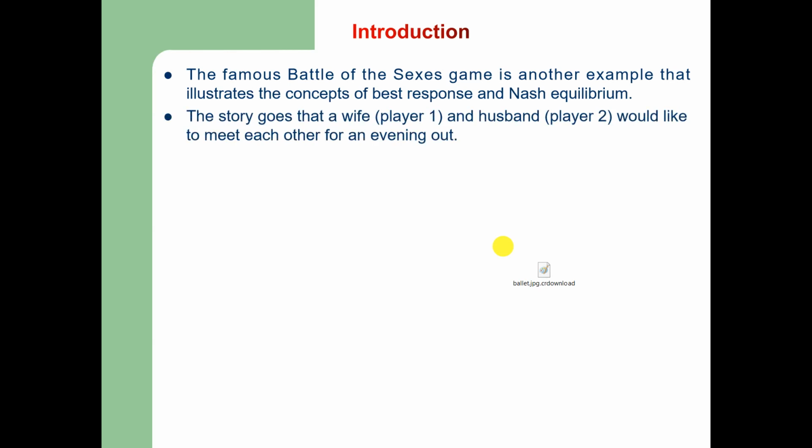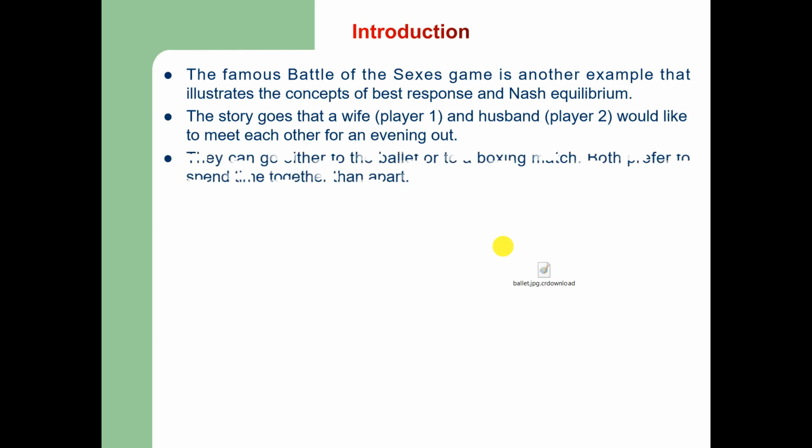Here we can explain this with the help of a story, that of player 1 and player 2, where player 1 is the wife and player 2 is the husband. The story is like this: player 1 and player 2 would like to meet each other for an evening out. They can go either to the ballet or to the boxing. Both prefer to spend time together rather than staying apart.